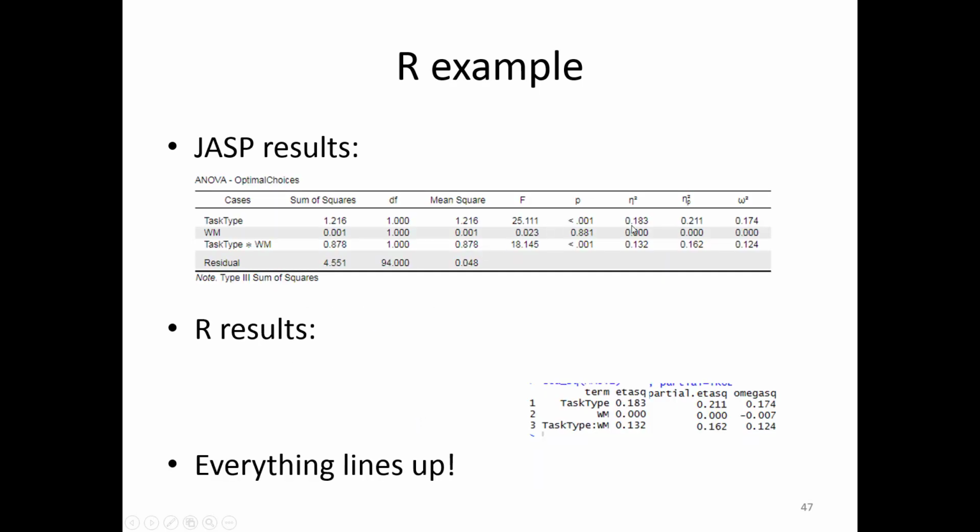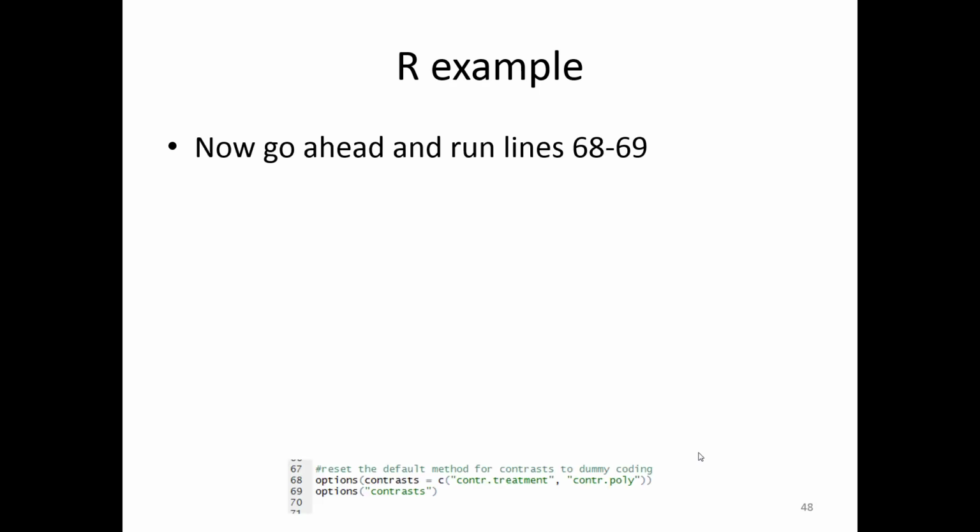Okay, so here are our JASP results. We can look at eta squared, 0.183, 0.132, partial eta squared, 0.211, 0.162, and then omega squared, which in JASP I guess is bounded at 0 while it is negative in R, but 0.174, 0.124. Effect sizes are proportions, so they can't actually be negative. But everything lines up very nicely. So now we've come full circle. We've done everything in R that we would do in JASP, or SPSS.